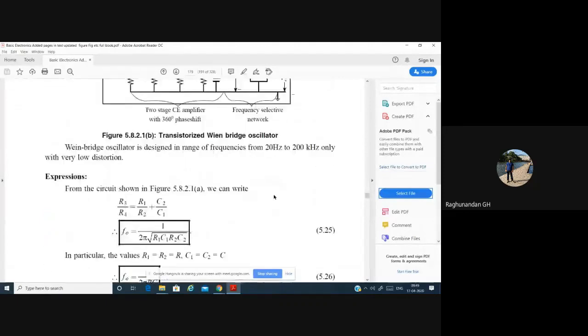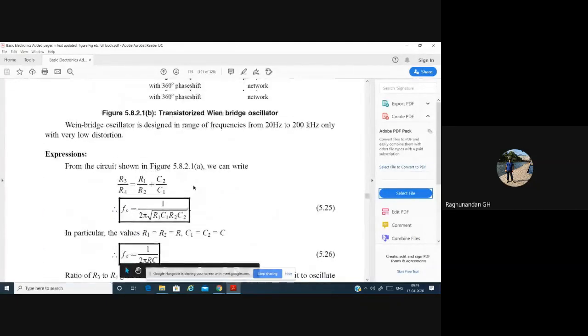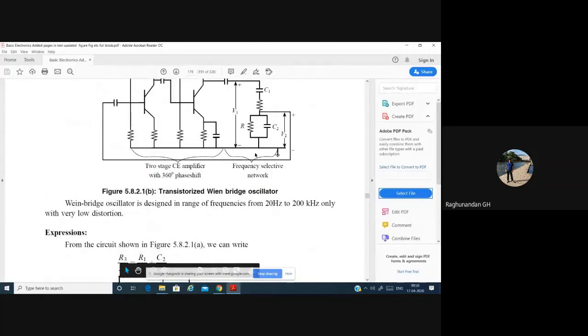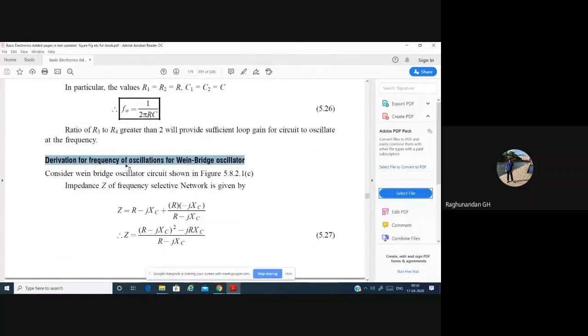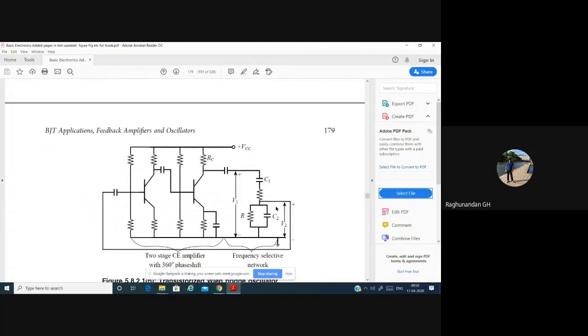So let us see. In the derivation, our main concern will be with respect to the frequency selective network only, because the derivation is for the frequency of oscillation for the Wien bridge oscillator. That's why we are going to apply our equations to the frequency selective network. The first step is to find the impedance of the frequency selective network. Impedance means how much total resistance is offered by this frequency selective network.